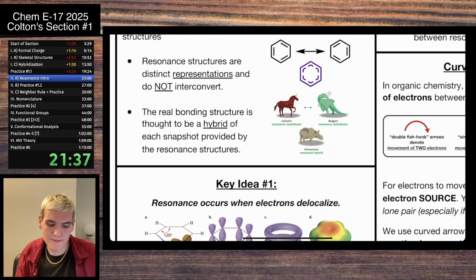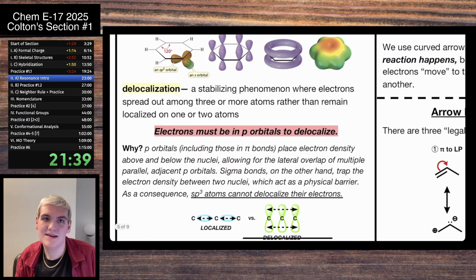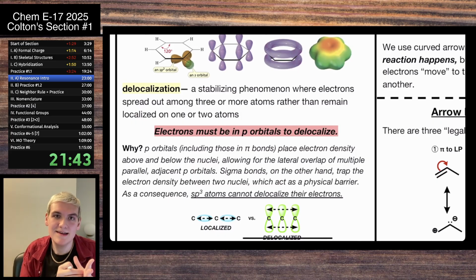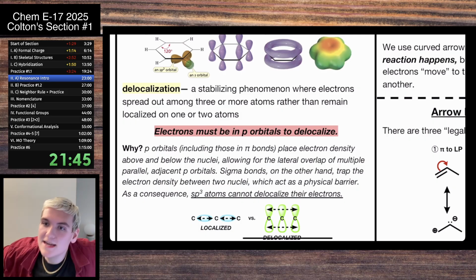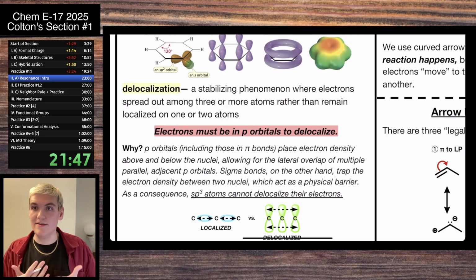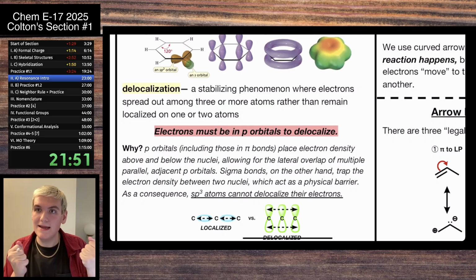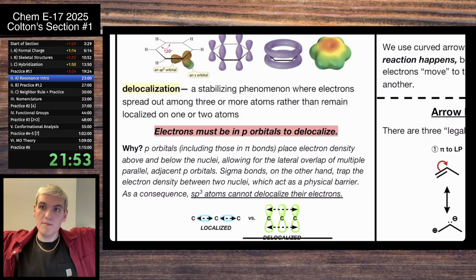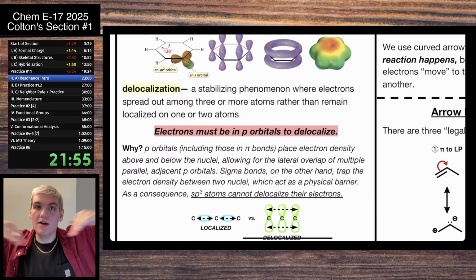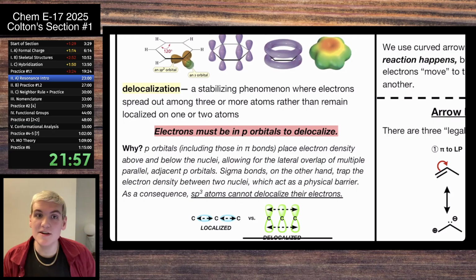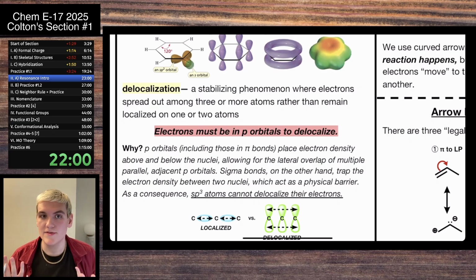Resonance is caused by electron delocalization. And delocalization is just the idea that electrons like to spread out. They are negatively charged, so they want to repel each other. Normally, if an electron is in a bond, it's doing okay. But if it can spread out among multiple positively charged nuclei, it's actually going to be a really stabilizing effect for molecules.